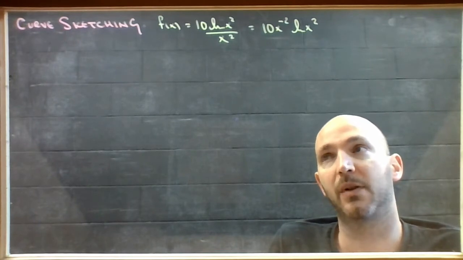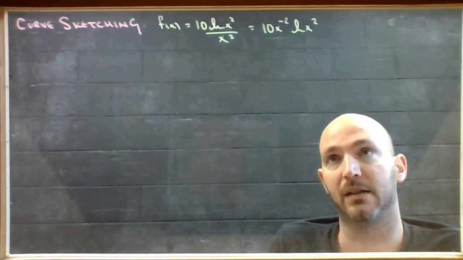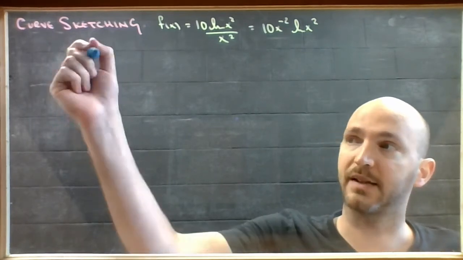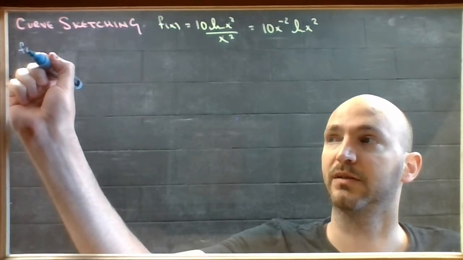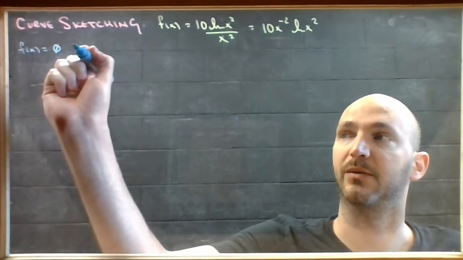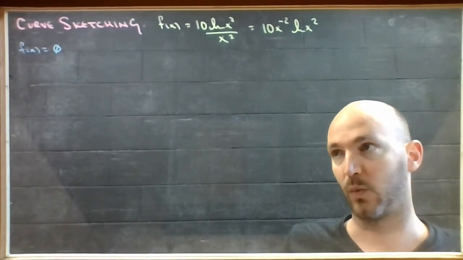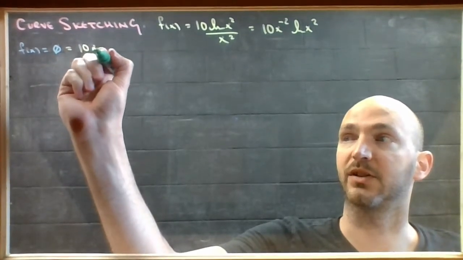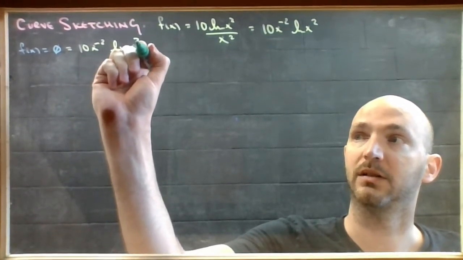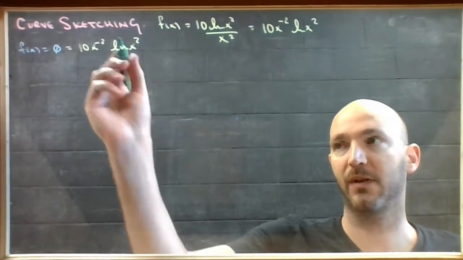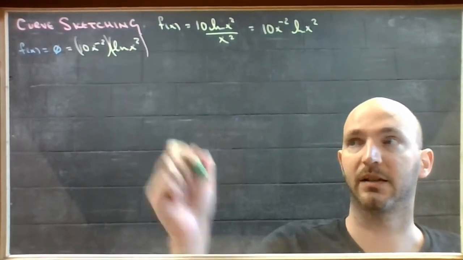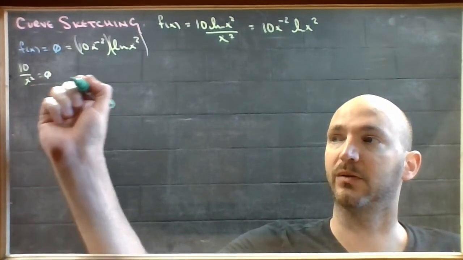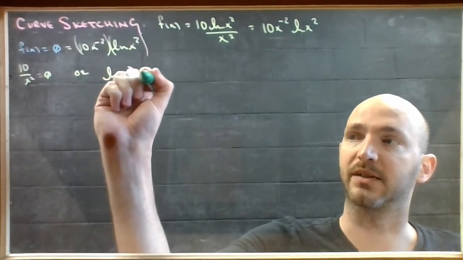So I think I'm going to start with the x-intercepts, because that seems to be where we always start. x-intercepts mean that the function is worth 0, so that's where the y value is nothing. So this function has to equal 0. Well, you can see right away that there's a thing times a thing. That's my cases method. So either 10 over x squared equals 0 or ln of x squared equals 0.